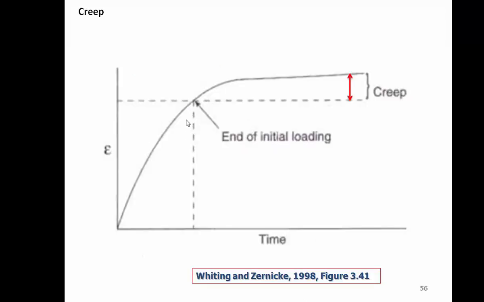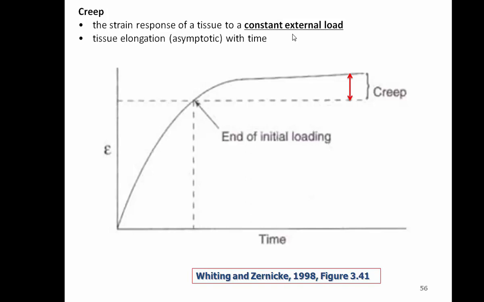The next viscoelastic property that we'll discuss here on this slide is something called creep. And so when we think about something that creeps very slowly, we talk about moving. And in this particular case, the movement is a deformation. And so the strain response of a tissue is examined with respect to a constant external load, as opposed to strain rate sensitivity that we observed on the previous slide, where we held a tissue to a constant length. What we're doing here is we're holding a tissue to a constant external load.